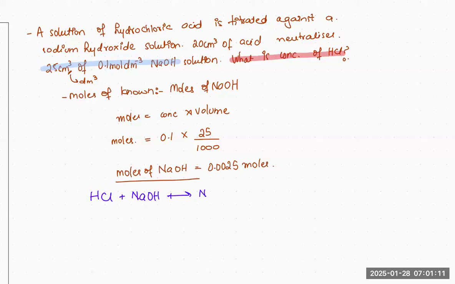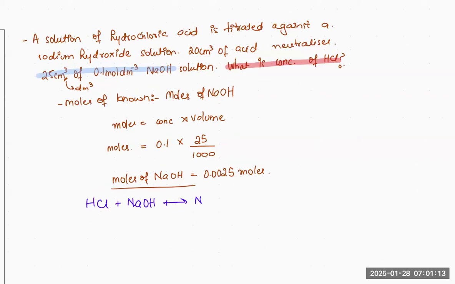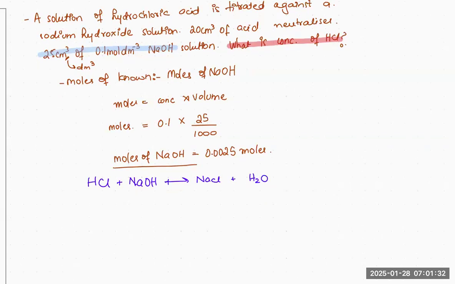Right. So we will have HCl and sodium hydroxide, and we will have NaCl and water, right? Acid-base reaction will give you salt and water. So now what are we going to do? We're going to move on to moles of unknown now. Okay.